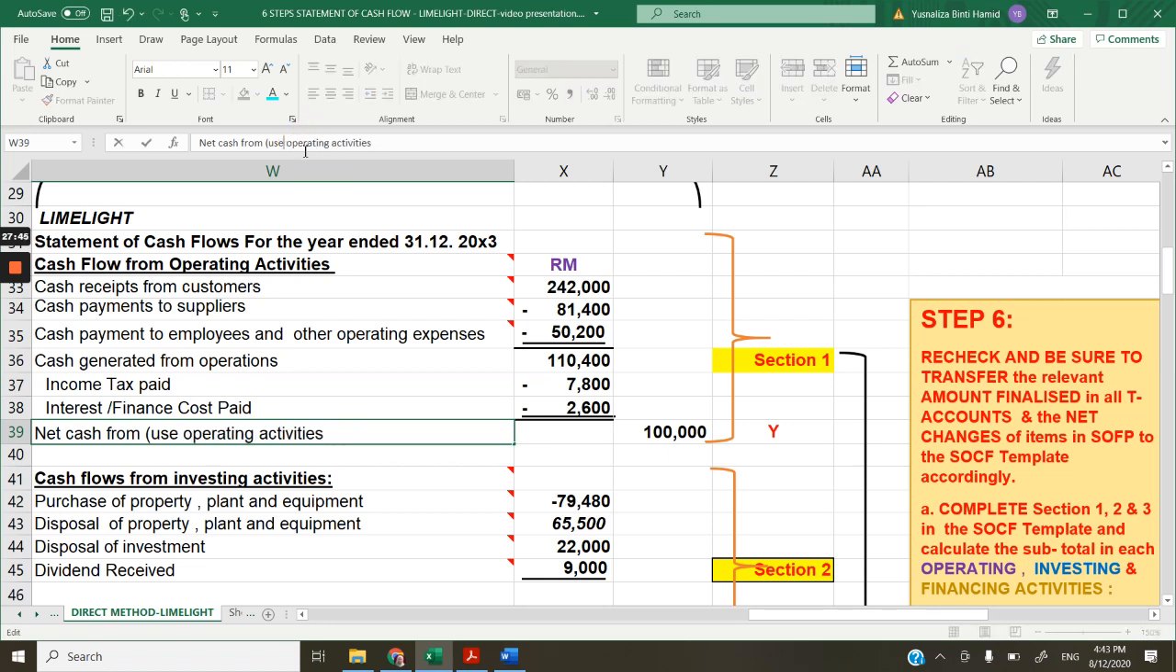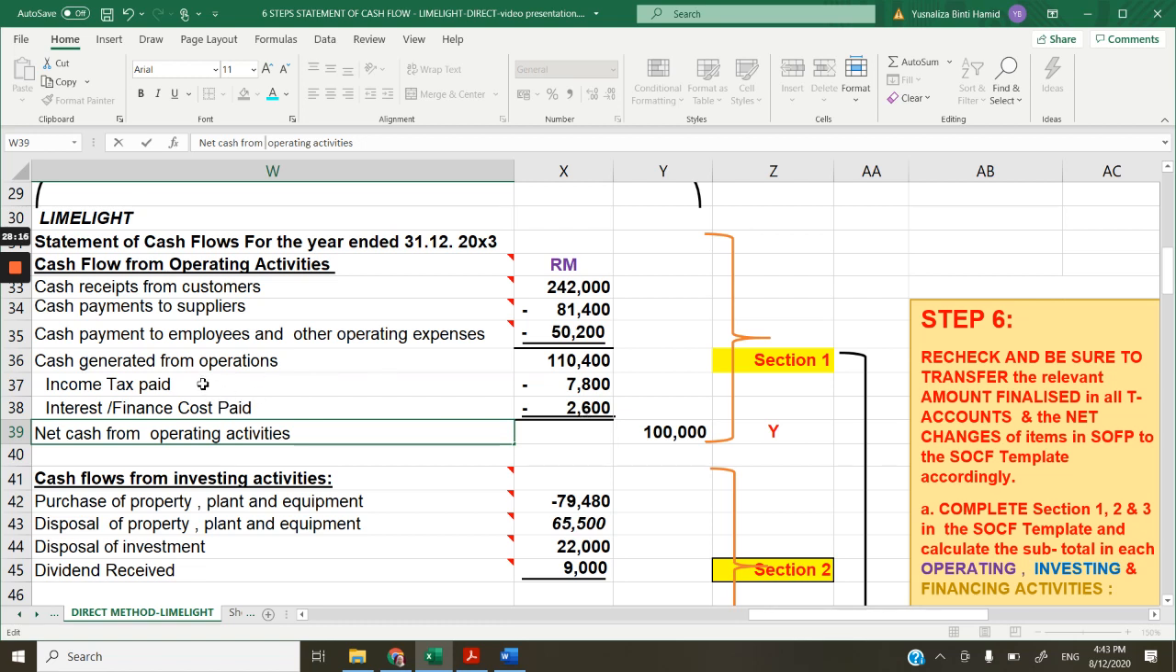How do we get that? You take 110, 400, 400, minus the income tax, because it was an outflow. Remember, we credit our bank and we debit our tax payable. And remember this one, we debit our interest payable and we credit our bank, right? So that was the total that we credited throughout the year.